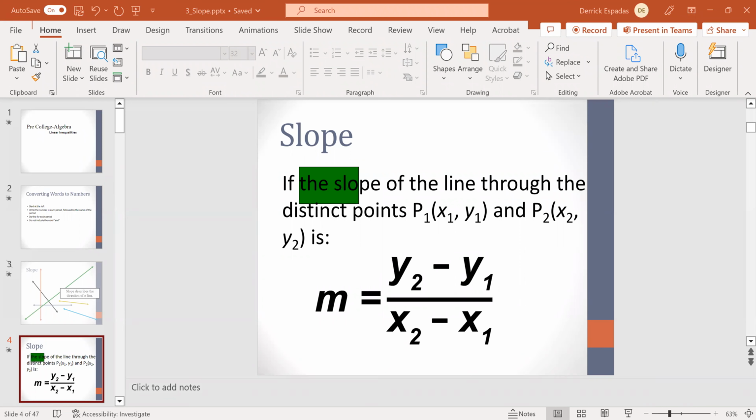If I said y squared, I meant y2. This is why we write things down, because it can get confusing, even though you've done it a million times. So you'll take your y2 point, plug it in there, minus your y1. Take your x2, put it in there, minus x1.